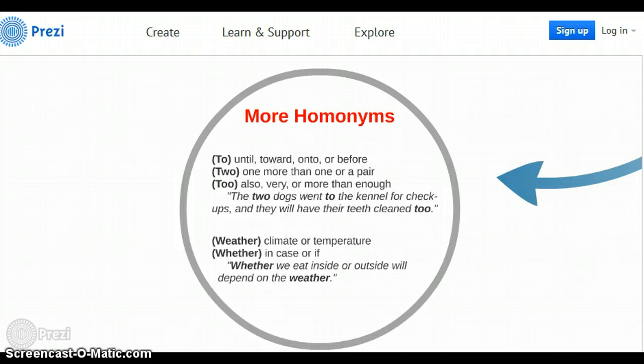Weather and whether. WEATHER is climate or temperature, and WHETHER means in case or if. So whether we eat inside or outside means if we're going to eat inside or outside will depend on the weather or the climate or temperature.